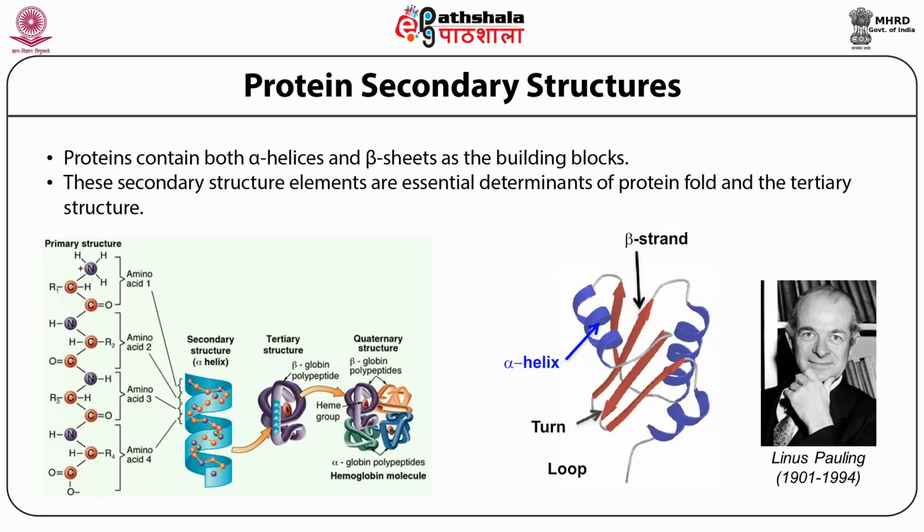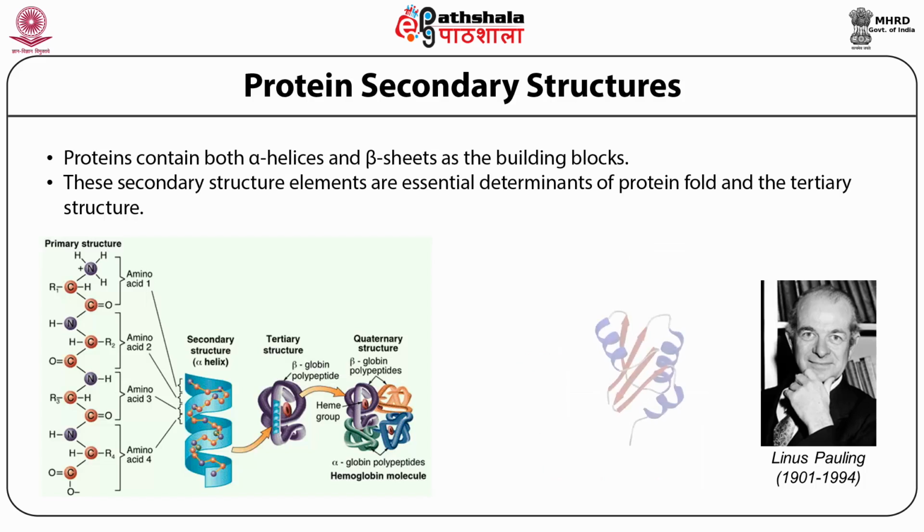The secondary structure refers to local folded structures that form within the polypeptide due to interaction between backbone atoms. The most common types of secondary structures are the alpha helices and beta sheets. Linus Pauling first proposed these secondary structures in 1951. These secondary structures are defined by patterns of hydrogen bonds between the main chain peptide groups.